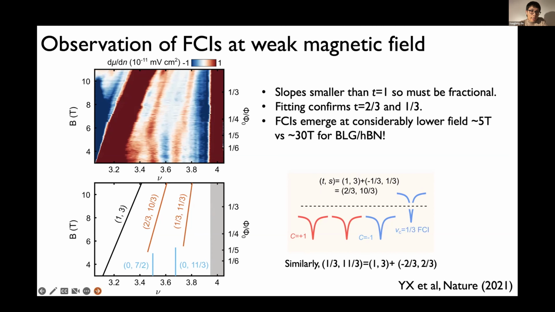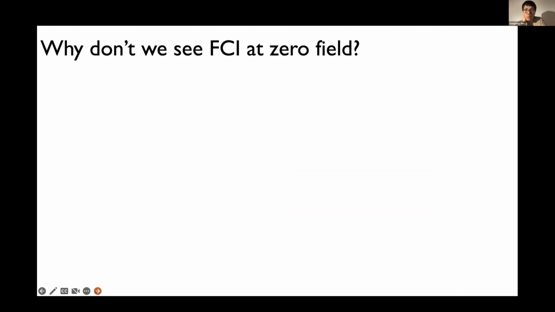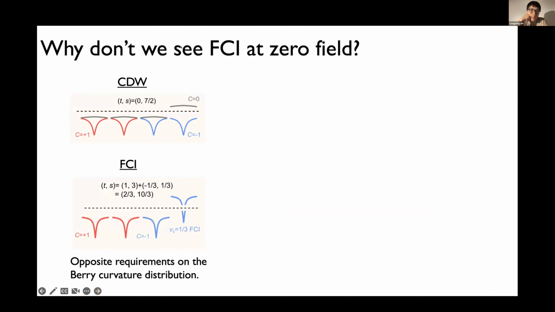So this is quite nice, but one thing that troubles us is, why don't we see a fractional Chern insulator at 0 magnetic field? You have probably already noticed that the way I drew these sketches is quite different. In the top one, only the bottom section of the sketch is colored, whereas for the FCI, the whole band is colored. What it means is that the emergence of CDW versus fractional Chern insulator place completely opposite requirements on the Berry curvature distribution in the system.